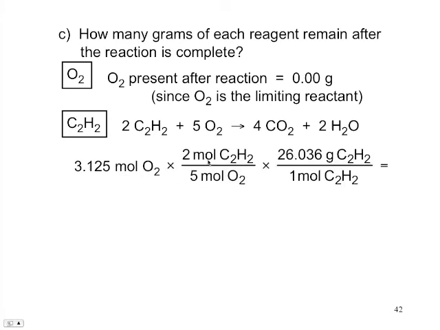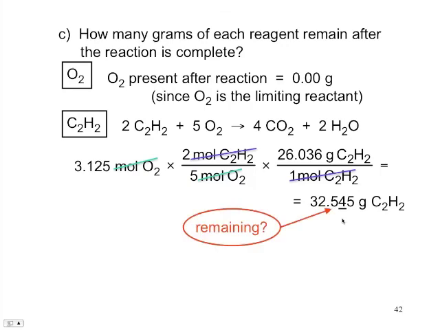We use our mole-to-mole conversion, 5 moles of oxygen for every 2 moles of acetylene, and we use the molar mass of acetylene to give us the mass of acetylene. So, what have we calculated here? Is this the amount remaining? No, it's the amount consumed, right?